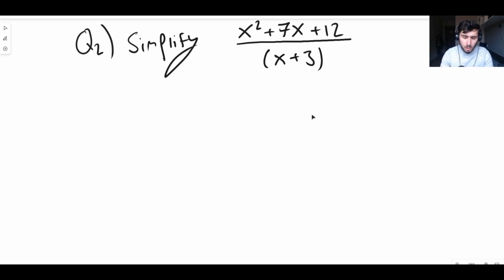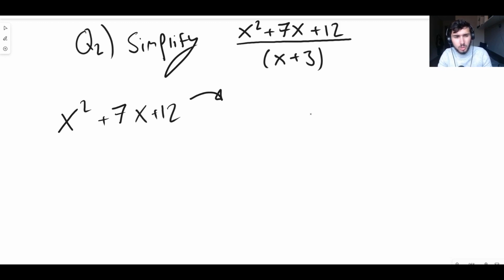How do we actually do this? Well, we're going to factorize. We're going to try and factorize x squared plus 7x plus 12. So let's just look at this numerator for a second, and then we'll come back to the fraction. I do have some videos on factorizing expressions in the form x squared plus ax plus b, or ax squared plus bx plus c, or however you want.